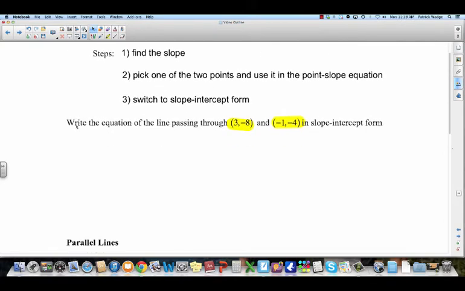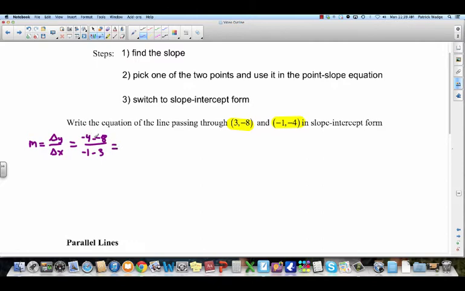So let's do that. First thing we're going to do is find the slope. So m equals, because that's slope, right? We don't have the drawing, so we're not going to use rise over run. We're going to use change in y over change in x, or you can use y2 minus y1 over x2 minus x1, but I like this better. So we're going to subtract the y values. So you could do negative 4, take away negative 8, and if you do that, you have to do negative 1, take away 3.